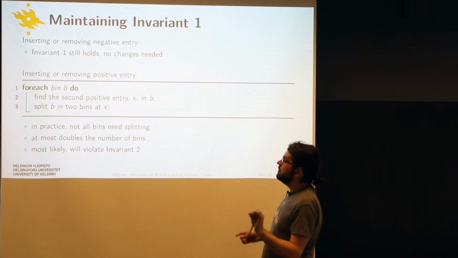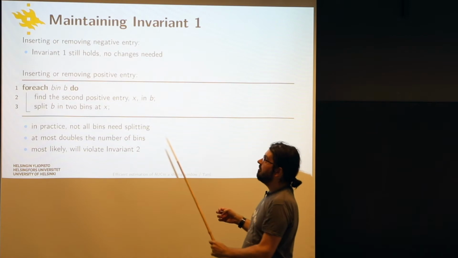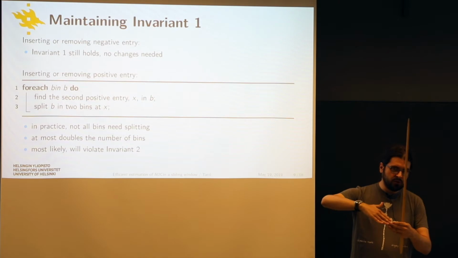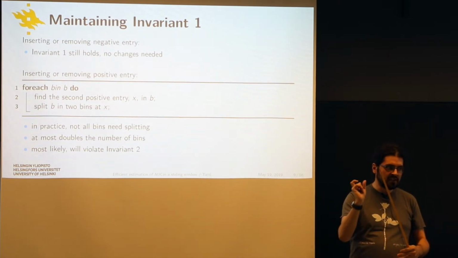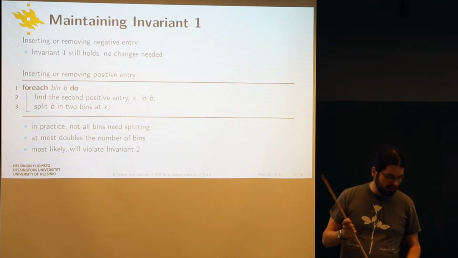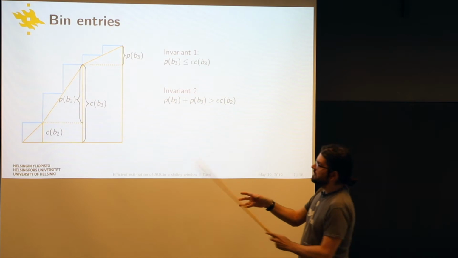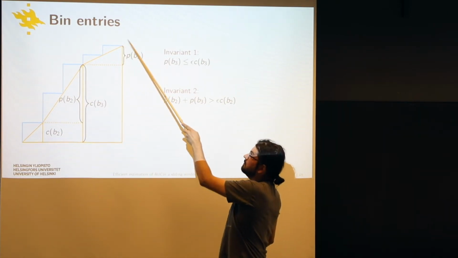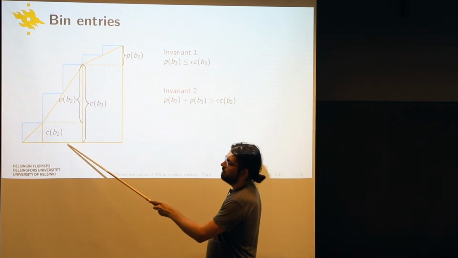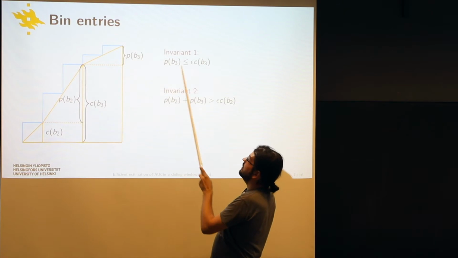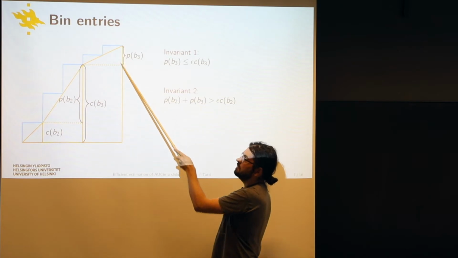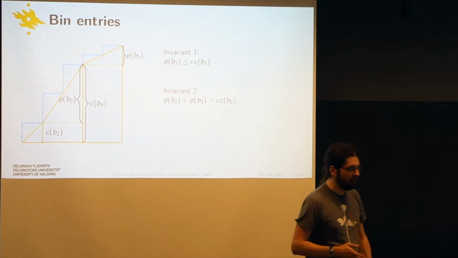So when you are inserting or removing a positive entry, you may actually break invariant number 1 because you increase the height of the bin. If you're inserting a positive value here, then you might stretch this beyond this condition. Or if you're removing a positive entry from here, then this might get small enough that you break this bin again. So you have to do something.